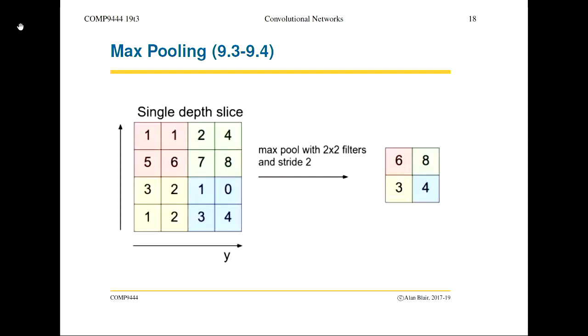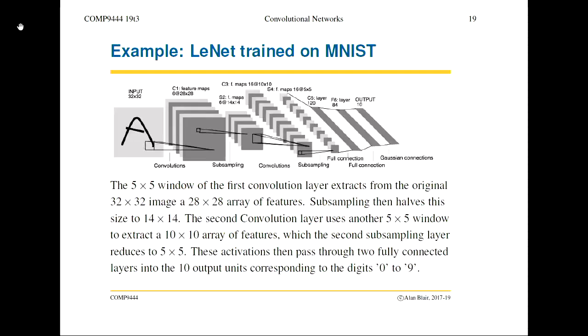So this max pooling is used to get from the second layer to the next layer, and that cuts down the size of the layer. Then you do another convolution and then another max pooling, and then you've got the fully connected layers. So this is what a full convolutional network may look like.